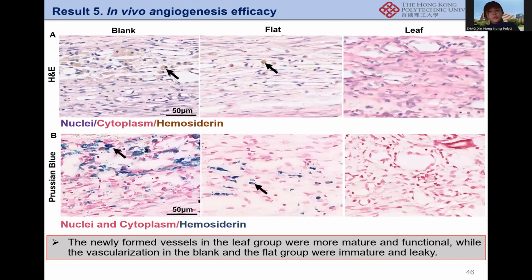And then we put these materials in the rat calvarial defect model, and we examine the blood vessel formation. The hemosiderin means that the blood vessel is leaky. So when we don't see this brown color or blue color, that means our blood vessels are not leaky, they're intact. And from these images, when we have the leafing structure, the blood vessels formed are more intact and won't leak hemosiderin.